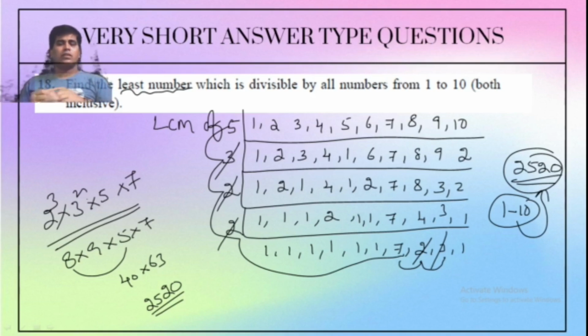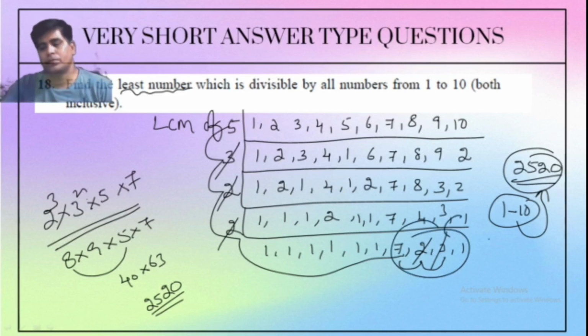In this question, he is asking only for the LCM. The last step we did not continue. Why? Because all of these are prime numbers. So what are these? All are prime numbers.